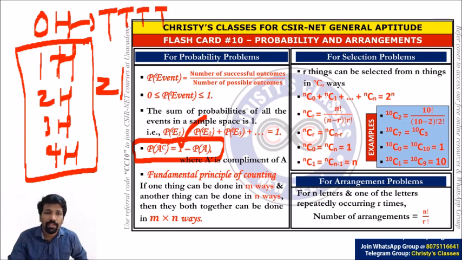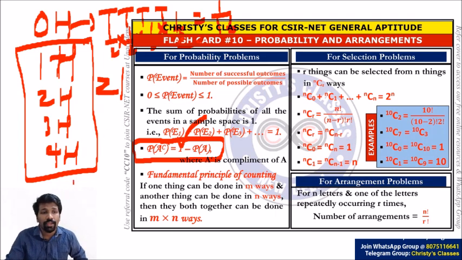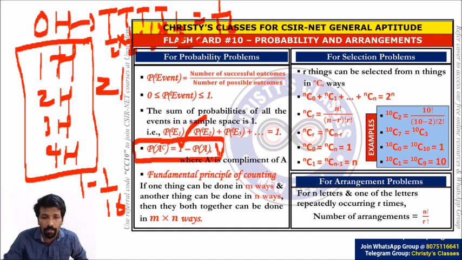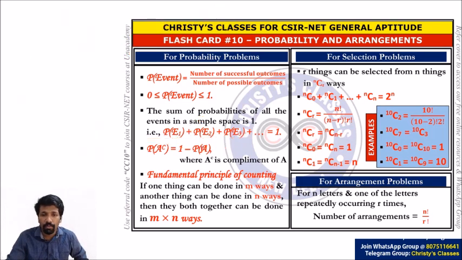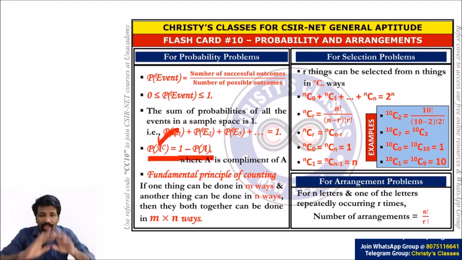All four tails means, as I told you, 1 by 2 into 1 by 2 into 1 by 2 into 1 by 2, which is 1 by 16. So, the probability of at least one head, you can easily say, is 1 minus 1 by 16 using the complementary probability approach. Probability of A complement is equal to 1 minus probability of A. So, that is how complement will help you out. Again, I am just giving you an idea first. Then, with the questions, I will give you more idea.